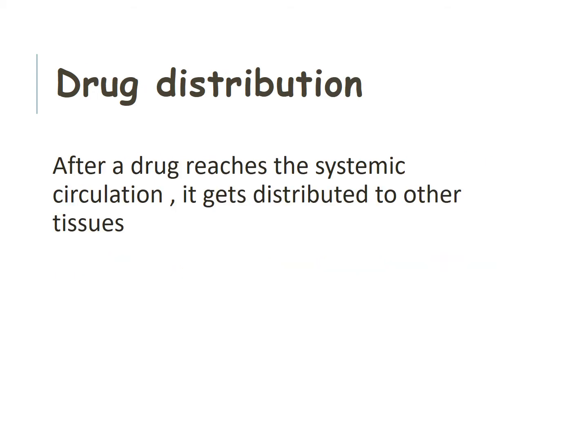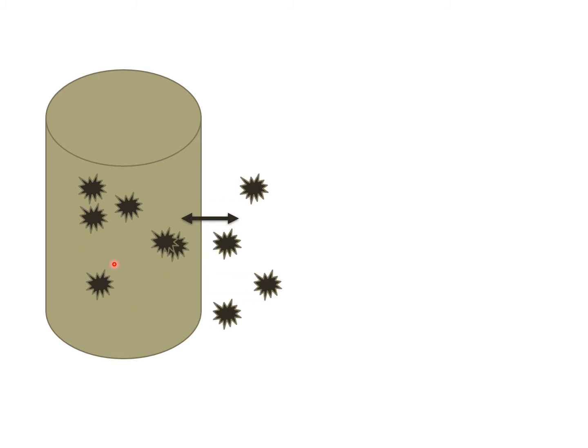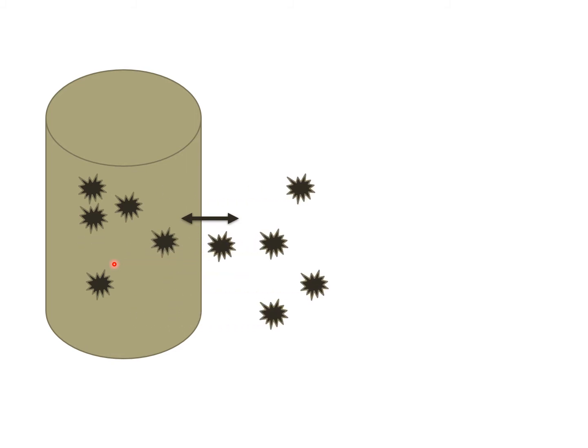Here I will show the figure. So distribution: after the drug reaches systemic circulation, it gets distributed to other tissues in a simple way. Now here you consider this as a bloodstream and some drug is there. So it reaches the bloodstream. From there it has to move to some area where it is distributed. So there is an equilibrium.